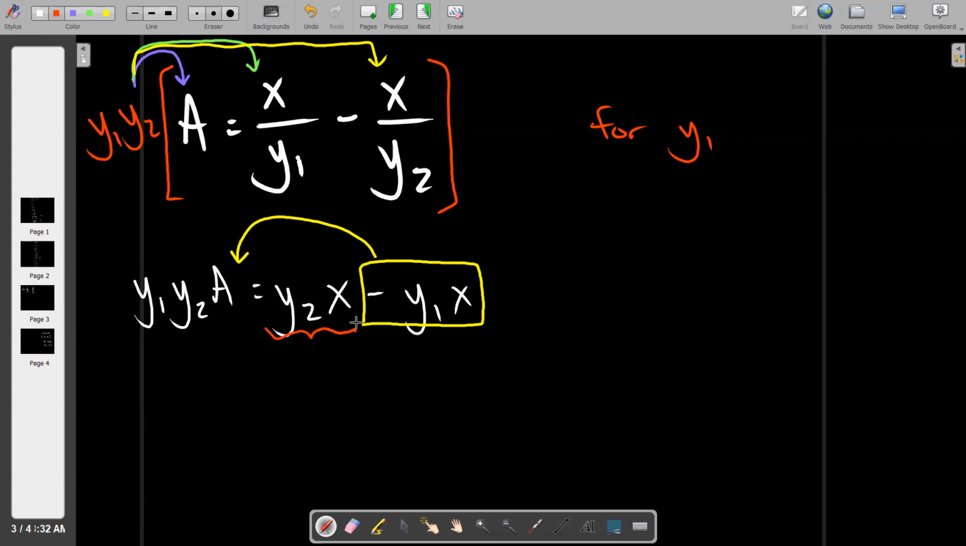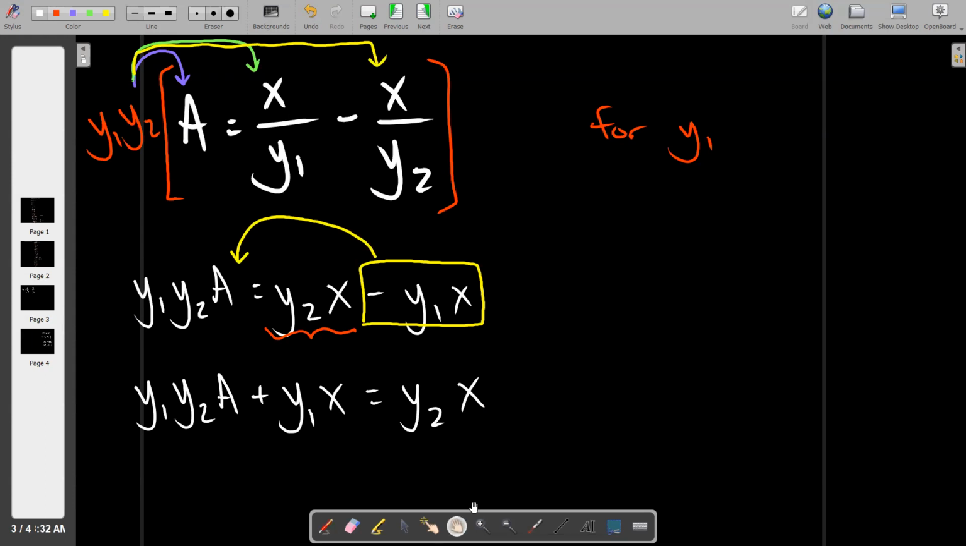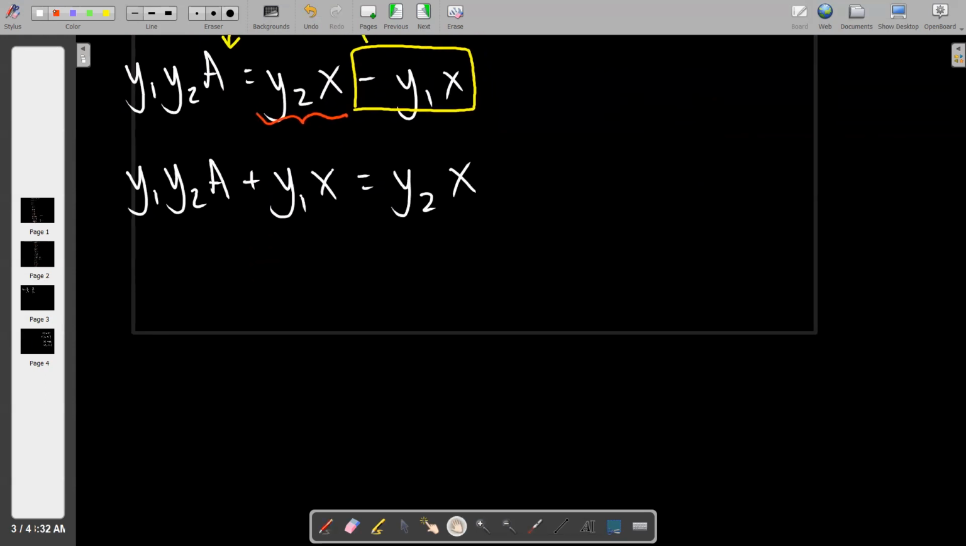So choose your path wisely. He's already on his own side, right? So if I move the yellow box over to the left side, my left side now says y1, y2a plus y1x equals y2x. And if that looks like a mess, you've just lost your focus. The whole point is that my y1s that I want to get out are on the same side, and now I can do my dope little trick. And what will that be? Pull this and this out. What do we get?